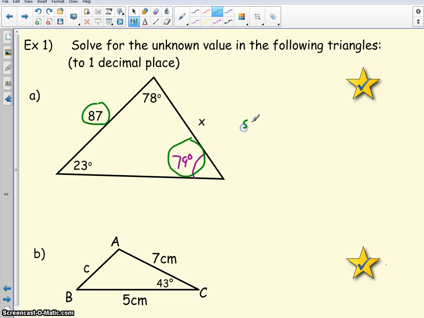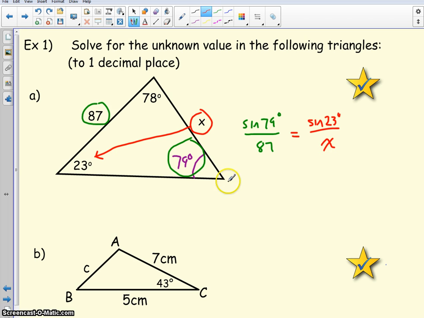So, sine 79 degrees over 87 is a ratio there between this side and this angle. I want to solve for this side right here, so I'm going to use the angle across from it to set up that ratio. So I'm going to have the sine of 23 degrees over x. Okay, so sine of 79 over 87 is sine of 23 degrees over x.